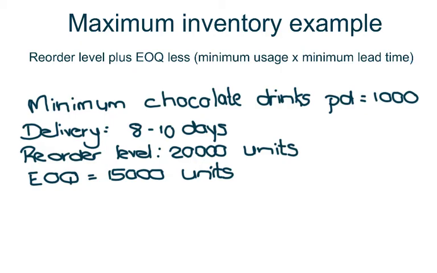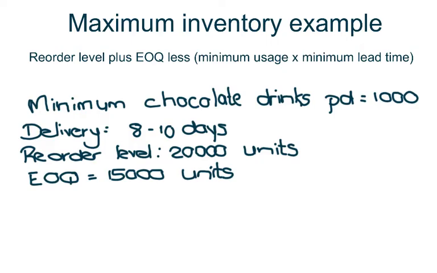All right, so our restaurant, our minimum chocolate drinks per day, the minimum demand, is 1,000 chocolate drinks per day. Our delivery takes from 8 to 10 days. Our reorder level was calculated at 20,000 units and the economic order quantity level was calculated at 15,000 units.